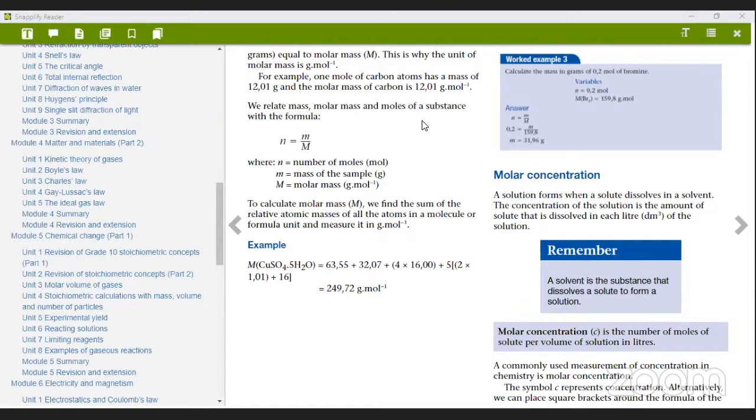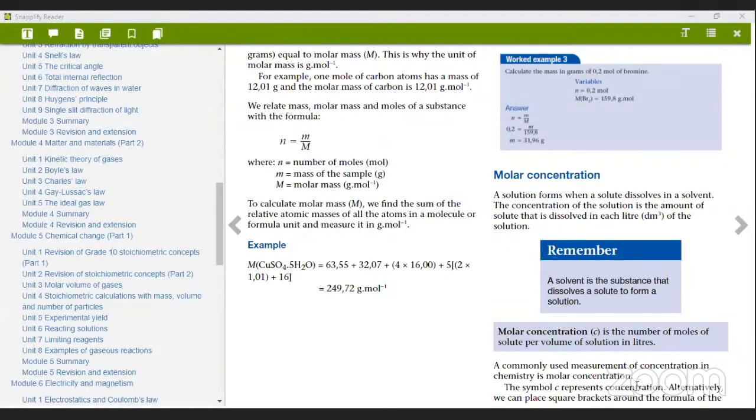Molar concentration is the number of moles of solid per volume of solution in liters. Okay, you guys understand that? Molar concentration, the number of moles of the solid per volume of a solution. So basically what they mean here is, for example, there's a liquid that you have, and you take a spoon and put it inside that liquid, and they want to know how much you need to put in there. It is the number of moles of the solid per volume of solution in a liter. I hope you guys understand it better.